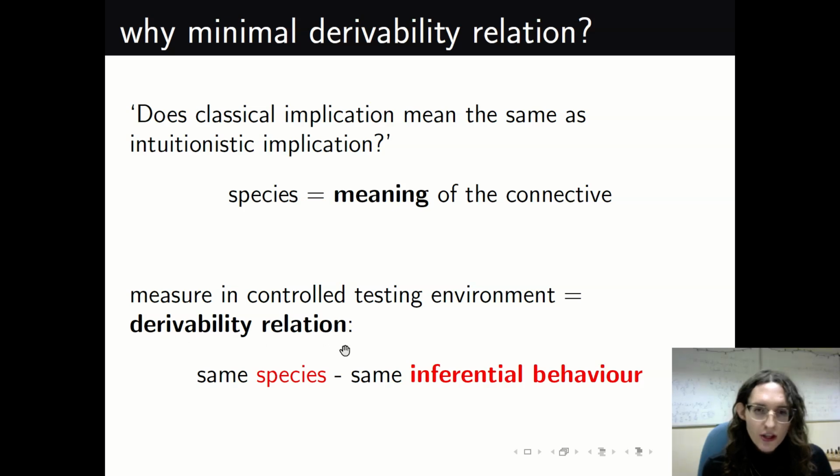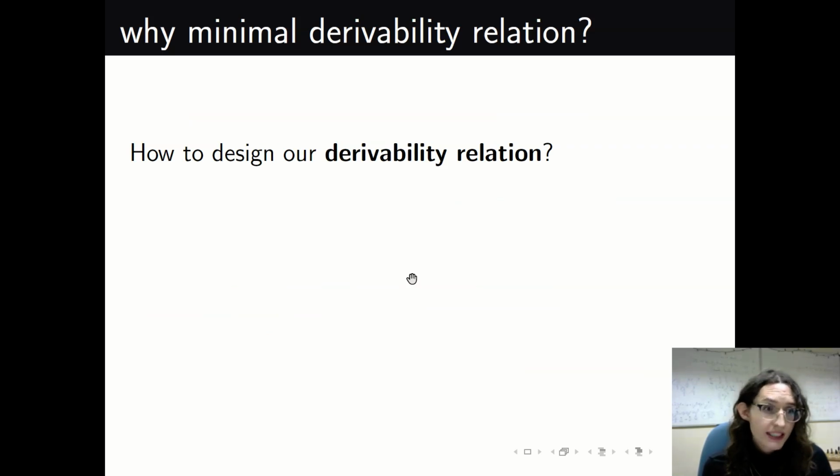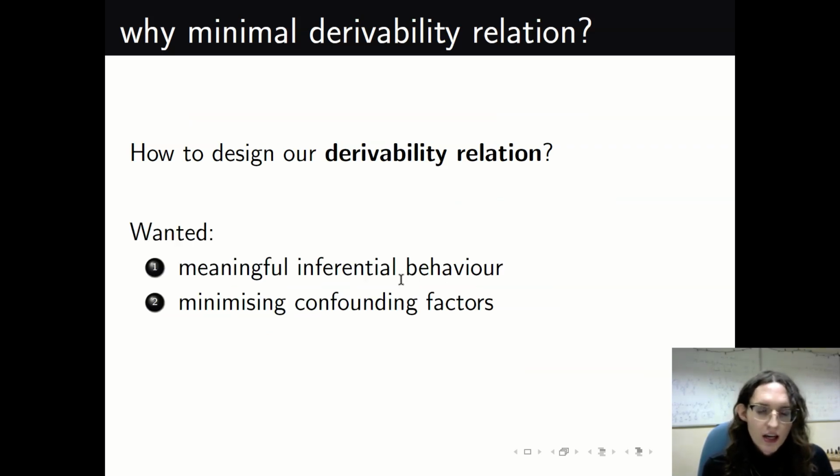So we want to focus on how to get this derivability relation, this controlled testing environment where we get rid of all of the possible confounders that might get in the way of our measurement. So how shall we design our derivability relation? Well, we want to see meaningful inferential behavior. We don't just want to stare at static rules. We actually want to see some actual behavior, some actual use of the connective.